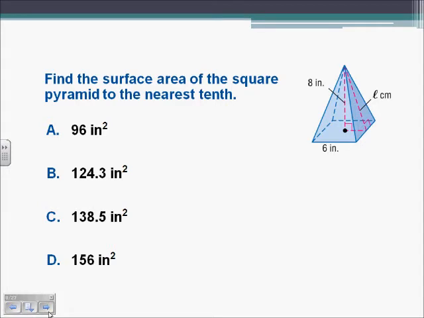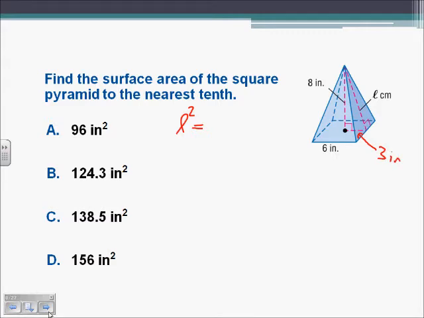Here we are asked to find the surface area of the square pyramid to the nearest tenth. Again, we don't know the slant height, so the first thing we want to do is find L, that slant height. Since this is a right triangle, if our side length is 6, the little part of our triangle here is half of that, so that's going to be 3 inches.